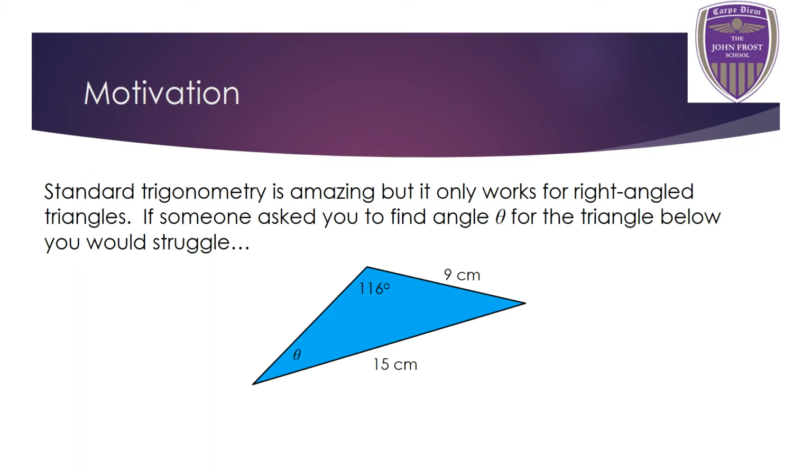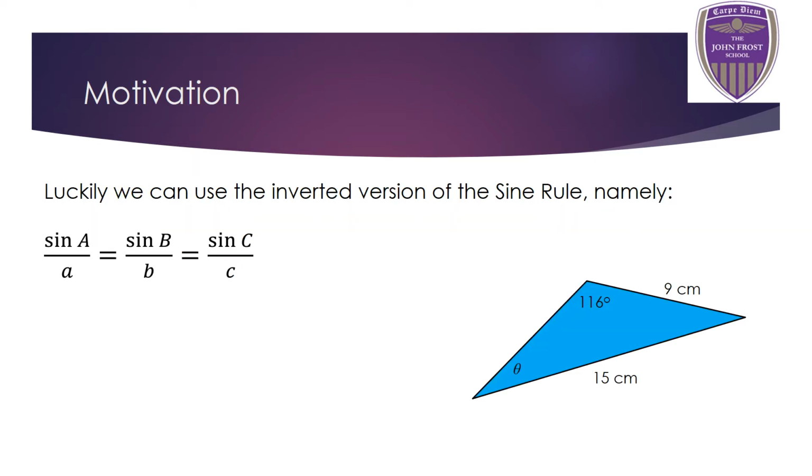Okay, the motivation for this is simple. Standard trigonometry, remember the old SOHCAHTOA, is amazing, but it only works on right-angled triangles. So if someone asked you to find angle theta in this triangle, you would struggle because it's non-right-angled, so you can't use standard trigonometry. But the inverted version of the sine rule will save us. Inverted just means upside down.